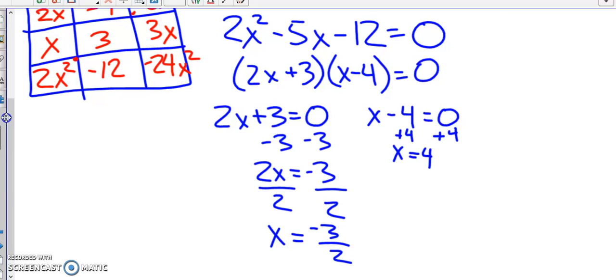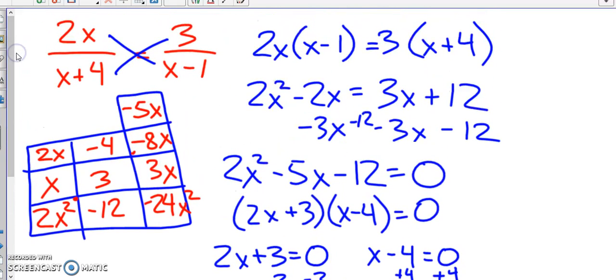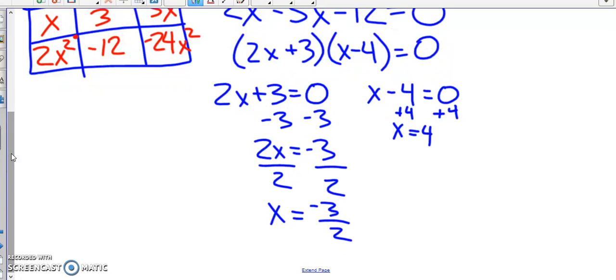So let's look at negative 3 halves first. So negative 3 halves plus 4 is not 0. Negative 3 halves minus 1 is not 0. So I plugged it into both spots, both here and here, and neither one of them gave me 0. Therefore, this is a good answer right here.